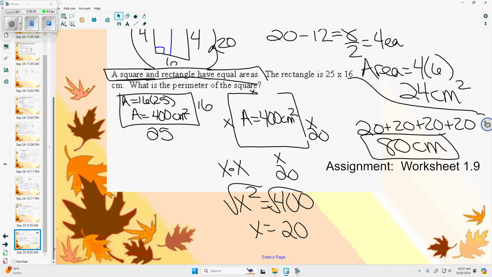So there was a lot of steps in that problem. You had to recognize that the areas were equal. You had to get the area. You had to work backwards to get the side of the square. And then you had to find the perimeter.